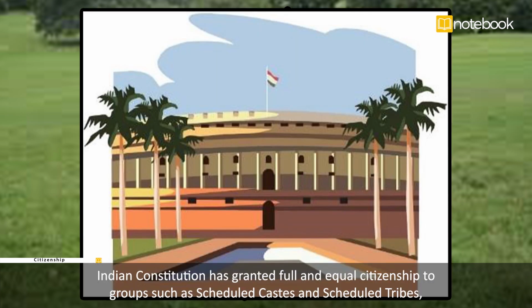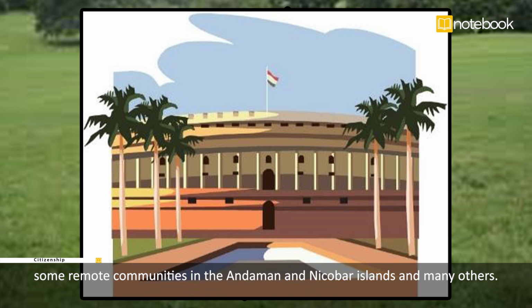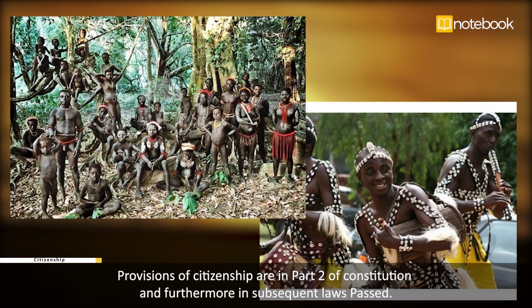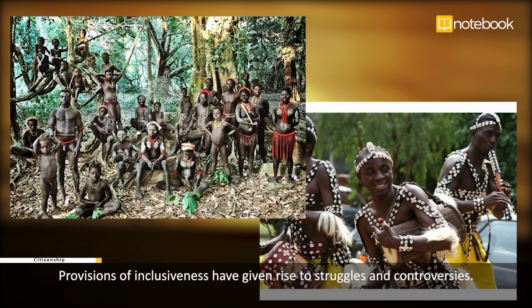The Indian Constitution has granted full and equal citizenship to groups such as scheduled castes and scheduled tribes, many women without any rights previously, some remote communities in the Andaman and Nicobar Islands, and many others. Provisions of citizenship are in Part 2 of the Constitution and furthermore in subsequent laws passed. In India, citizenship can be acquired by birth, descent, registration, naturalization, or inclusion of territory. Provisions of inclusiveness have given rise to struggles and controversies.